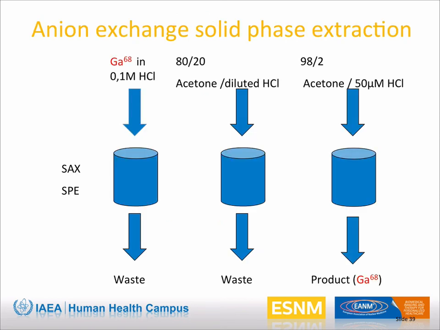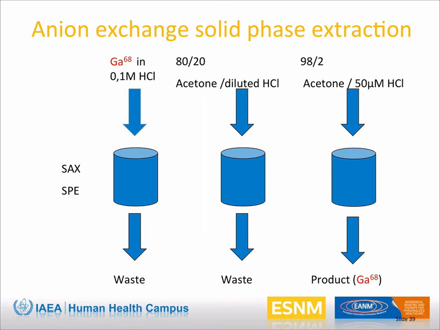Anion exchange solid phase extraction. You load the gallium onto the column in 0.1 molar hydrochloric acid. This is a strong ion exchange column, and the gallium gets stuck on the column and everything else goes to the waste. Then you clean the anion exchange column with acetone and with diluted hydrochloric acid, and this still keeps the gallium on the column, and you have impurities like a breakthrough of germanium going to the waste.